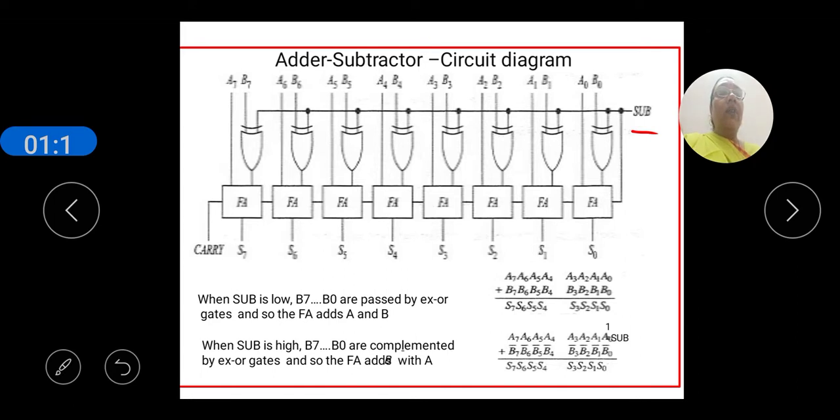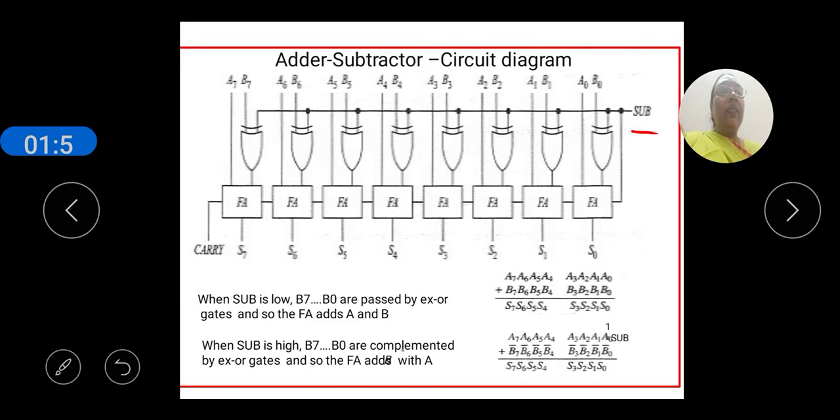The output of each exclusive OR gate is given to each full adder. The other input of the full adder is given A0 to A7. The third input to the full adder is sub. So, each full adder is given 3 inputs. One input is from the output of the exclusive OR gate. One input is directly given.